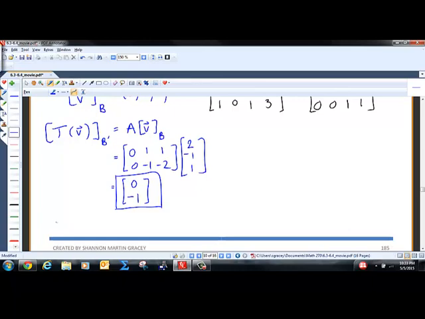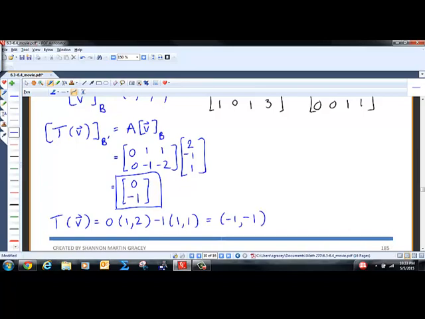we can say that T of V is equal to, looking at our solution here, 0 times 1, 2 minus 1 times 1, 1, and look what we get. We get -1, -1.